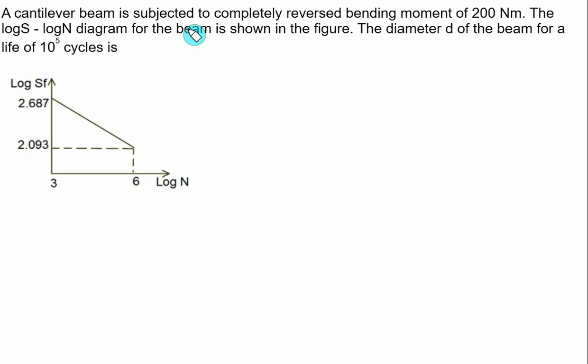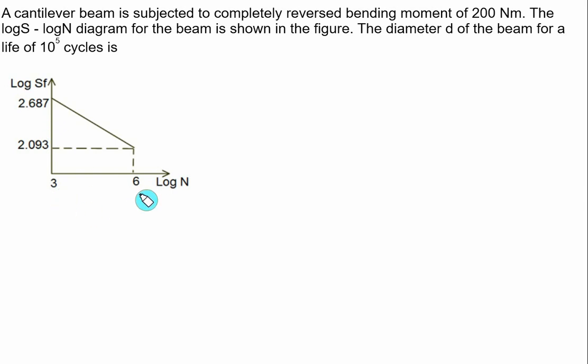A cantilever beam is subjected to a completely reversed bending moment of 200 Newton meter. The log S versus log N diagram for the beam is shown below. This graph is log S versus log N. So this one is 10 to the power 3, 10 to the power 6.